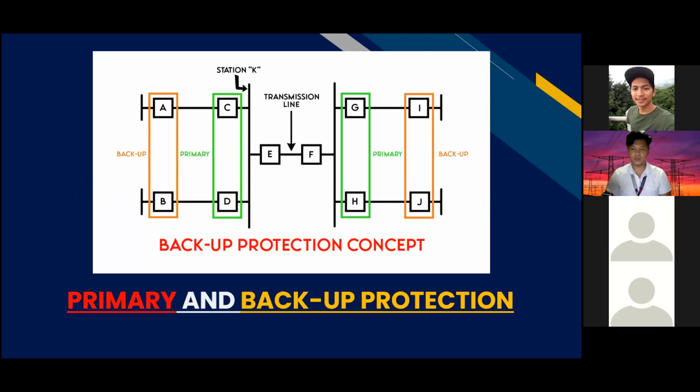Next. This is the main concept of the protection relays on stations. The relays E and F are the first protection relays before the electricity flows in the respective stations. C, D, G, and H, the ones enclosed in the green rectangle, are the primary protection. It is also known as the first line of defense. And A, B, I, and J, the ones enclosed in the orange rectangle, are the backup protection. These are the relays that clear the remaining 10% of the faults.